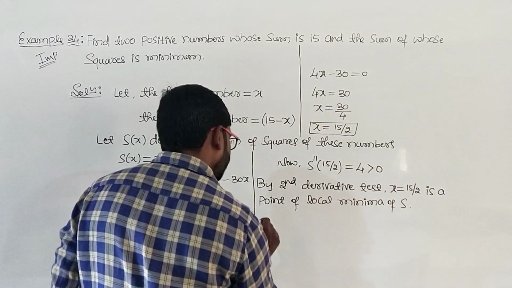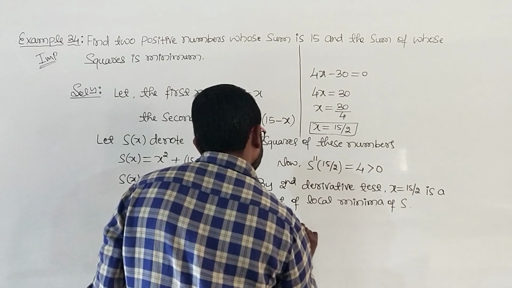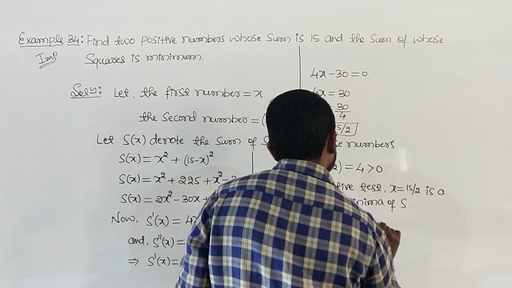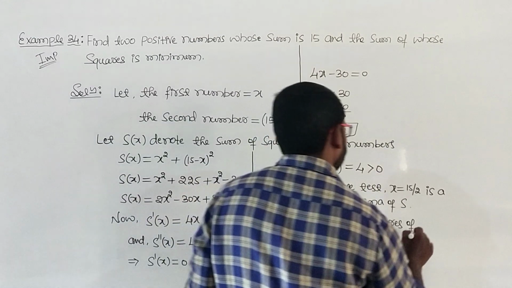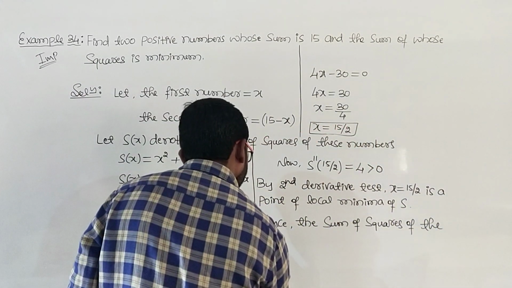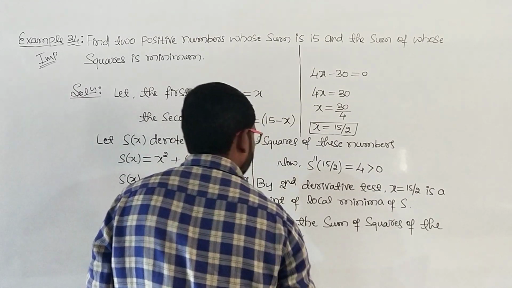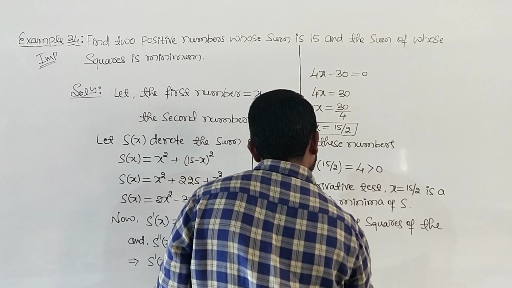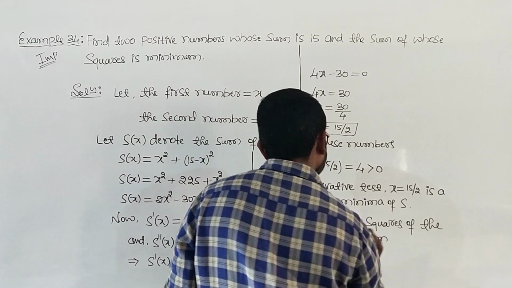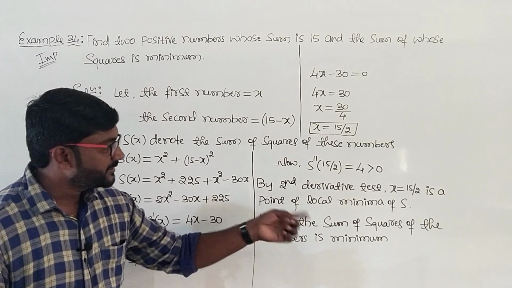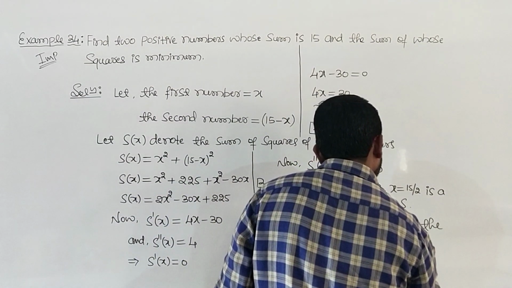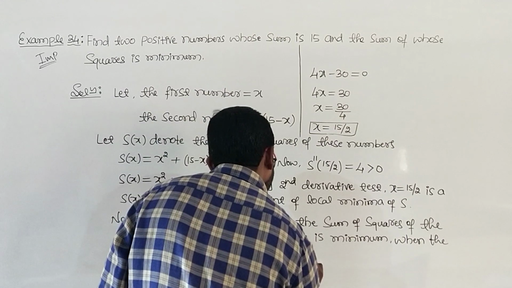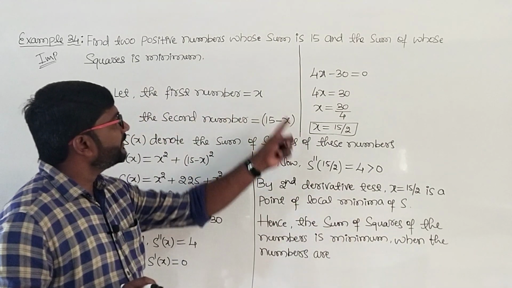Therefore, or hence, the sum of squares of the numbers is minimum when the numbers are, so what are the numbers we have taken? x and 15 minus x.